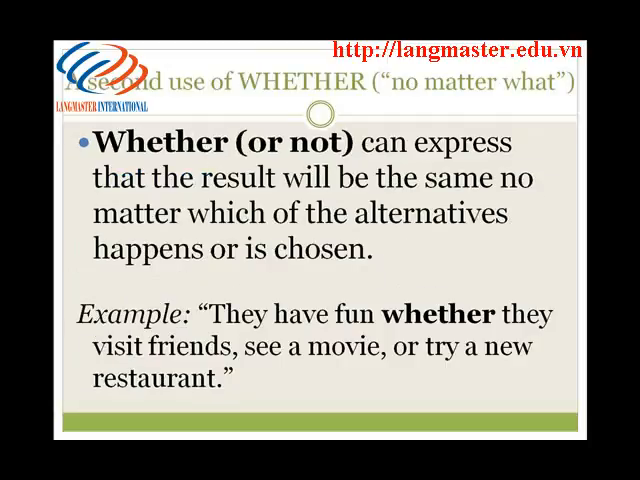Next, let me remind you that there is a second use of whether. It means no matter what. Whether or not can express that the result will be the same no matter which of the alternatives happens or is chosen. In our example, we said they have fun whether they visit friends, see a movie, or try a new restaurant. So no matter which of these alternatives is chosen, they will have fun. We're not talking about uncertainty, but rather that something will happen no matter what.